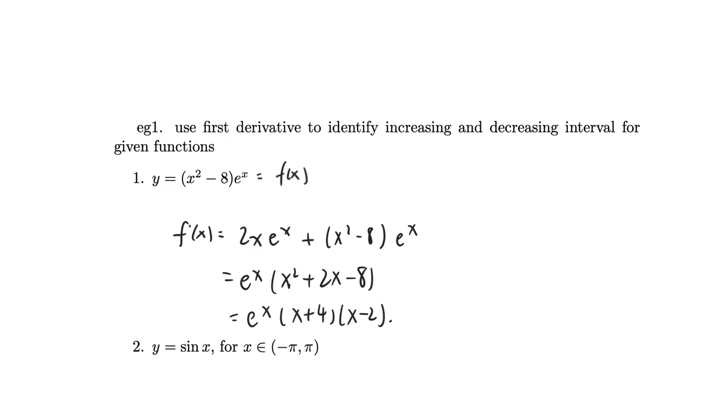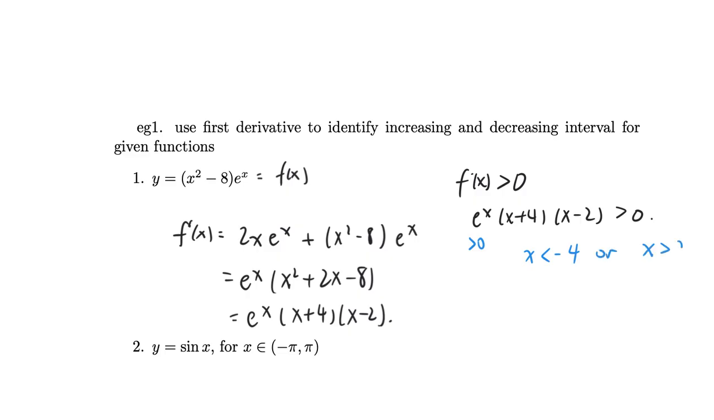Now, this is increasing whenever it's positive, as we noted. So when is f prime of x greater than 0? That is when e to the x, x plus 4, x minus 2 is greater than 0. And we notice e to the x is always greater than 0. This is solving a quadratic inequality, and we would find that x is less than negative 4, or x is greater than 2. So this is when it is increasing.